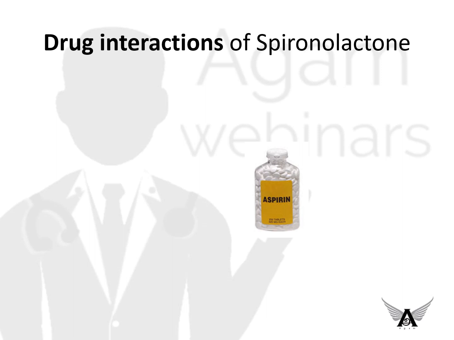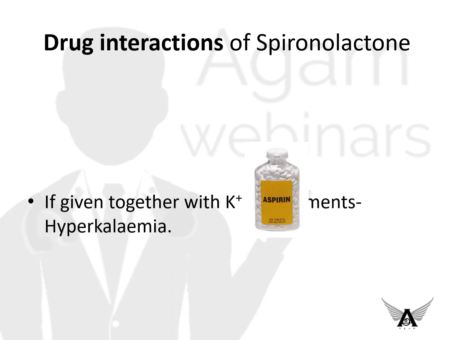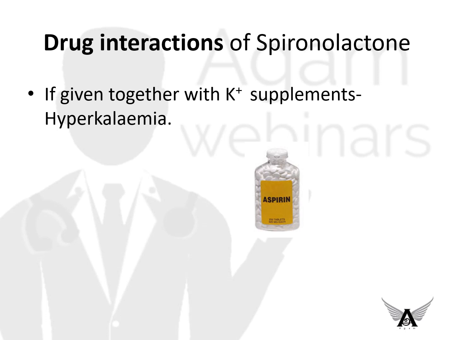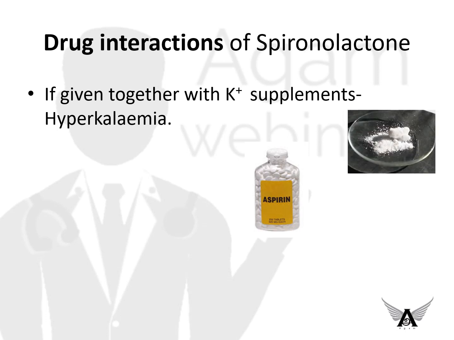Drug interactions of spironolactone: if given together with potassium supplements, it can cause hyperkalemia. And aspirin blocks its action.